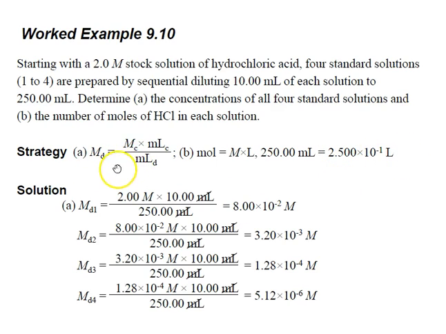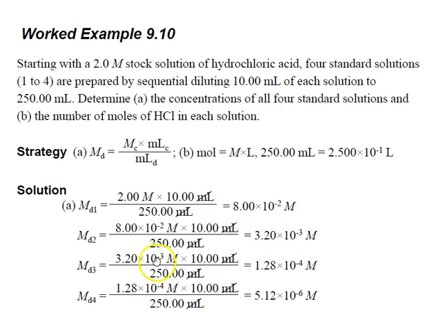So using this general formula for 1, 2, 3, and 4, we'll take our 2 molar stock, and we have 10 milliliters of it, and then we dilute that up to 250 milliliters. So then that changes the concentration from 2 molar to 8 times 10 to the negative 2 molar. So then we take this diluted solution, 10 milliliters of that, fill that up to 250 of water, and we will get 3.2 times 10 to the negative 3 molar.